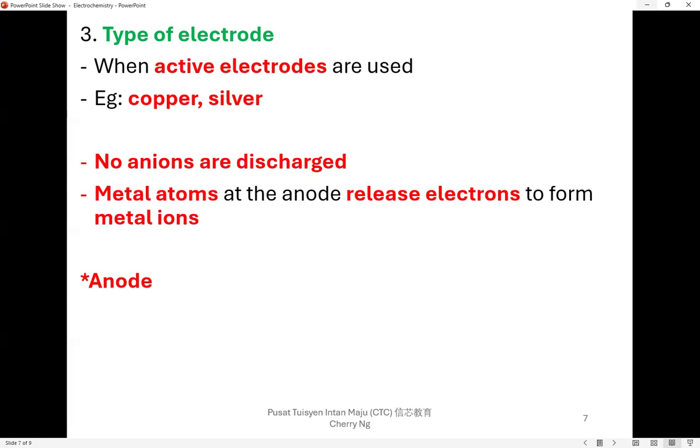If there's no anion, what happens? We will only choose the metal itself, and the metal itself will release electrons and form metal ions. Again, this only happens at the anode. How about the cathode? It is still the same. Choose the one at the bottom.